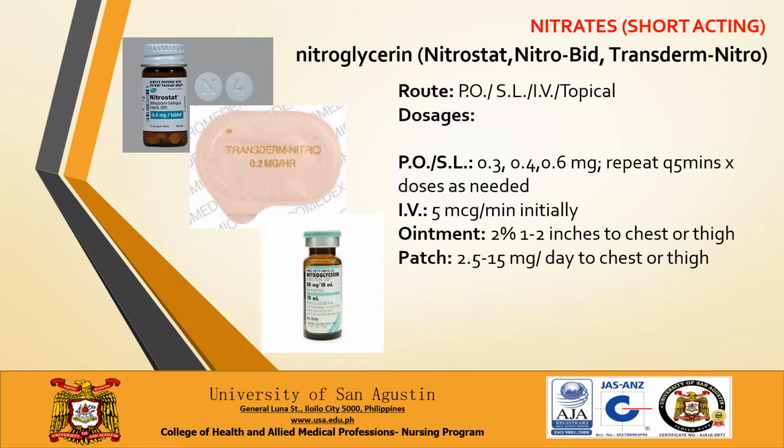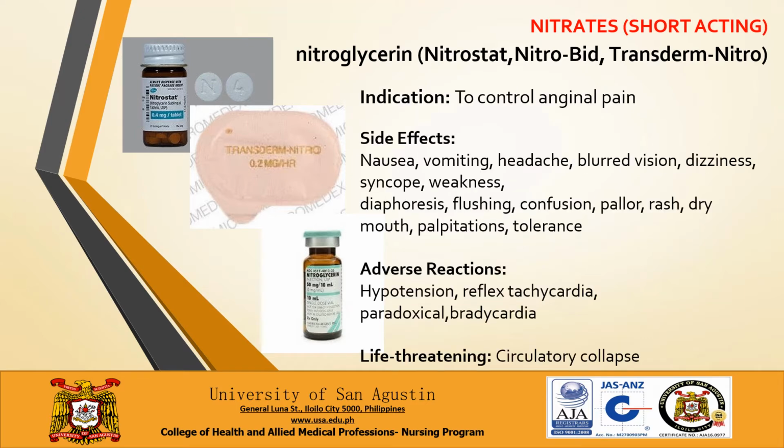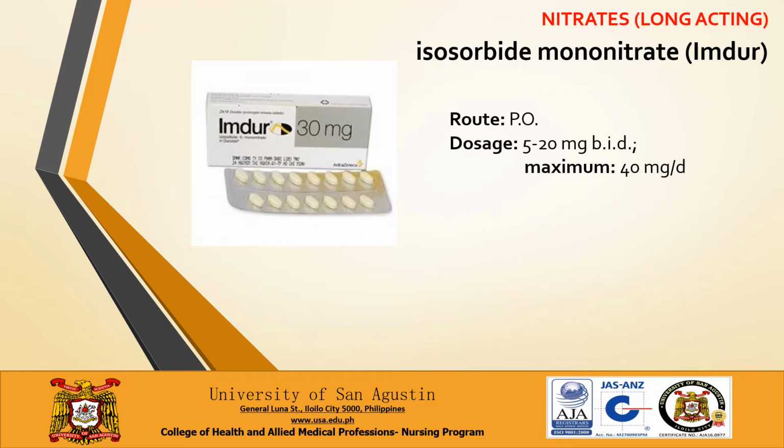The very common drug given for patients with angina pectoris is nitrates. It's a short-acting nitrate, guys. Like nitroglycerin, it can be oral, IV, sublingual, or topical. But the very common one is topical, the patch. Again, to control anginal pain. And then the other one is isosorbide mononitrate or Imdur, to prevent anginal attacks.